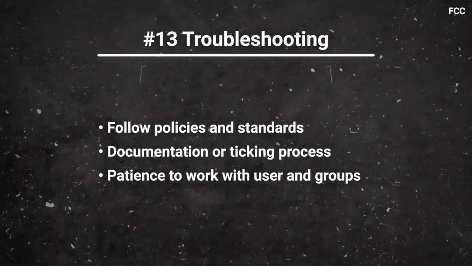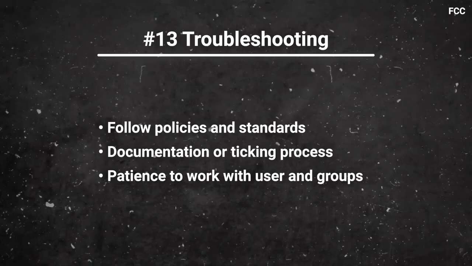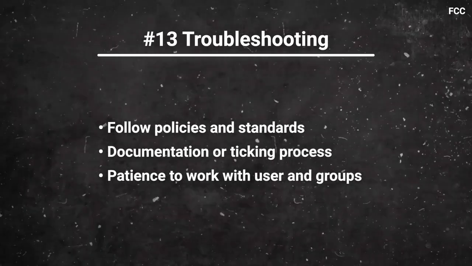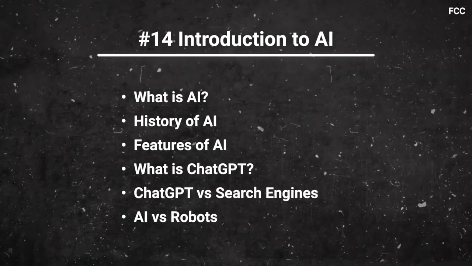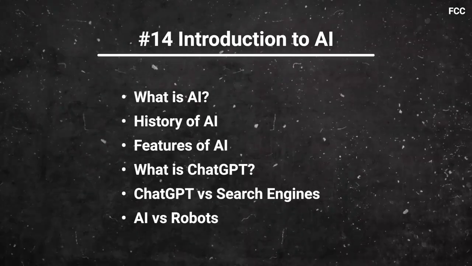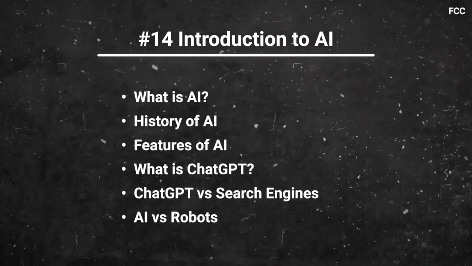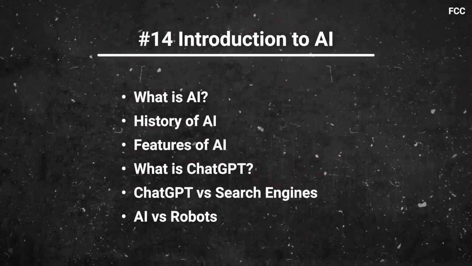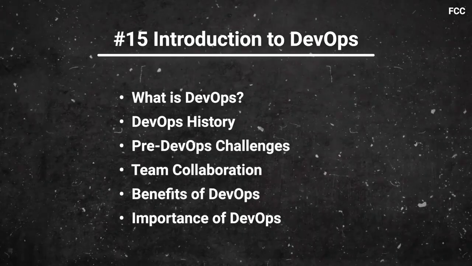Section 13, Troubleshooting. Learning to solve issues is essential. We'll cover the policies and standards, documentation, and the ticketing process. Section 14, Introduction to AI. A basic intro to AI: what it is, its history, key features, benefits, limitations, and of course, a bit about ChatGPT.